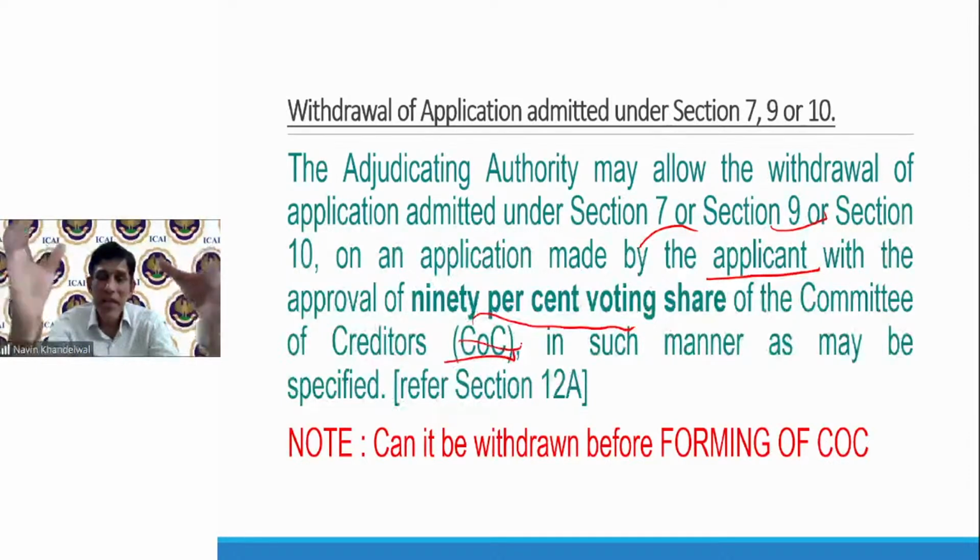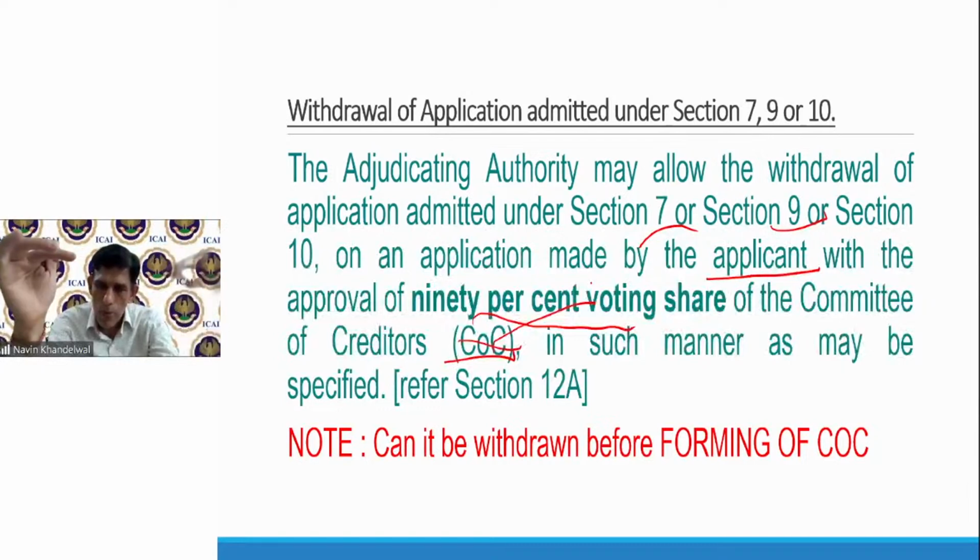Then by virtue of inherent powers of NCLT, which has been granted to them under Rule 11 of NCLT rules, there is an inherent power which has been given to NCLT to decide on certain matters. By virtue of those powers, NCLT can allow the withdrawal of the application without having this requirement of 90% voting share, because COC has not been formed yet. As I said, COC takes time to be formed within 30 days of the company admitted into insolvency.